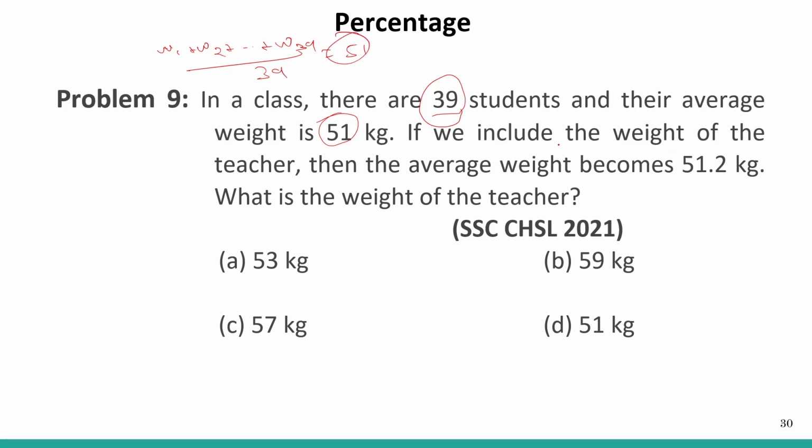So if we include the weight of the teacher, then the average weight becomes 51.2 kg. So let's add. So if we add W1 plus W2 plus dot dot dot W39 plus WT. Okay, WT is weight of the teacher and divide it by 40. The average becomes 51.2. So what is the weight of the teacher?